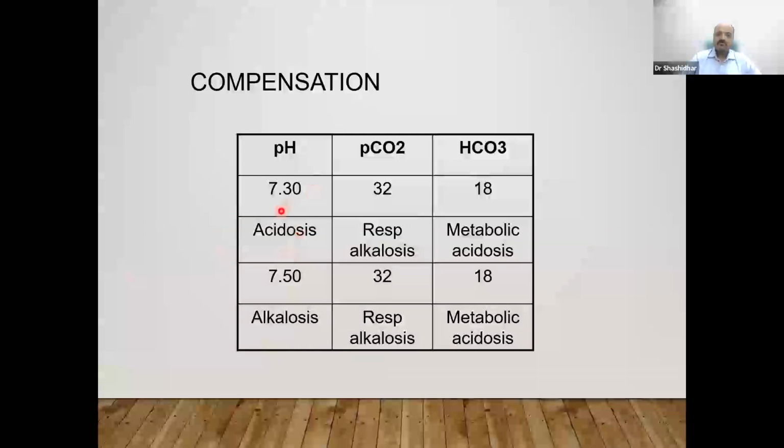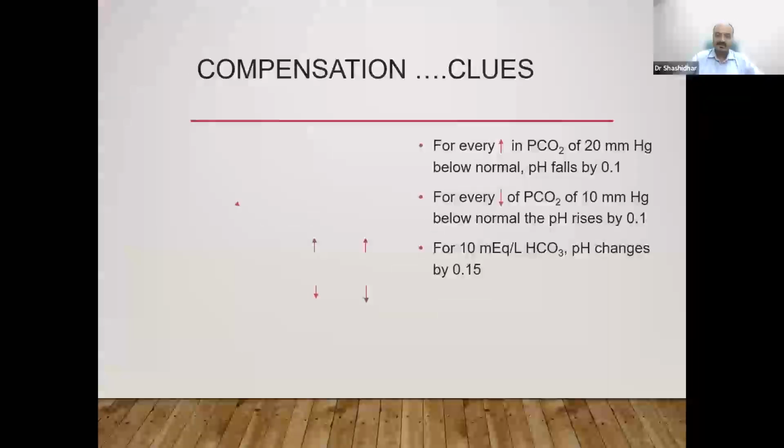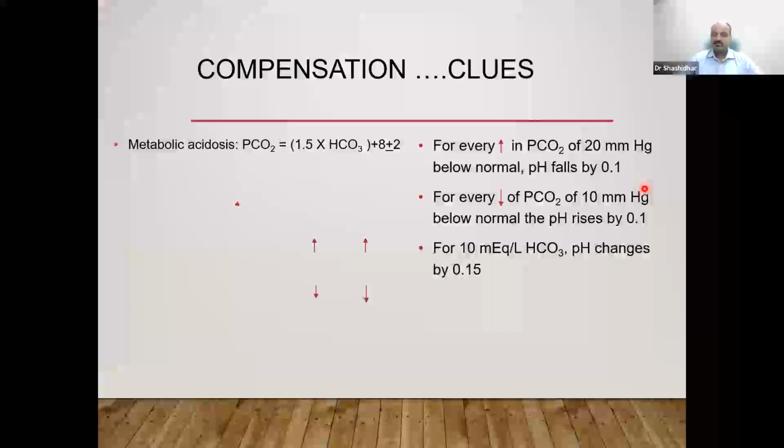So if I have to interpret the first blood gas, I will say respiratory alkalosis with metabolic acidosis. Whether this is the result of compensation or not depends on the formula that you use, which is coming up in the next slide. So what is the clue for a compensation? In a metabolic acidosis, as we discussed in the first case, the expected PCO2 is 1.5 times bicarb plus 8, plus or minus 2. This is known as the Winter's formula.